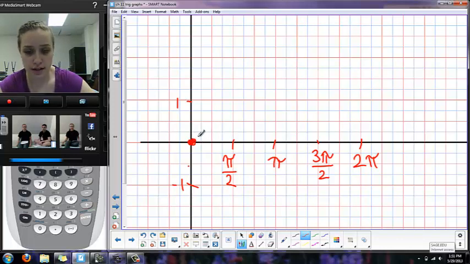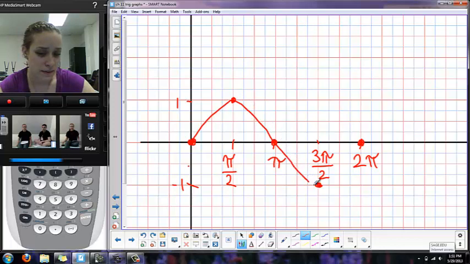So sine starts at 0, ends at 0, goes through 0 in the middle, it hits its maximum first, and then it hits its minimum second. Okay, so if I graph what that looks like, I'm actually getting a little bit better at these. Awesome. And that's y is equal to sine of x.